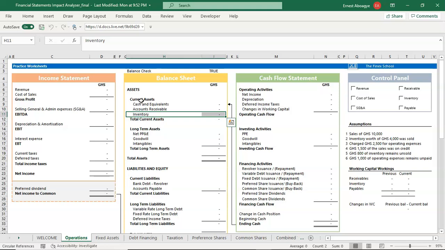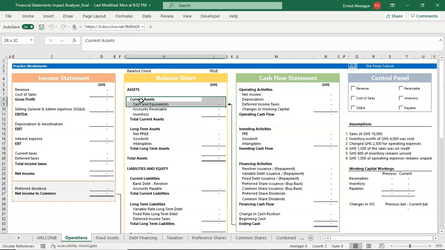Inventory is the stock of goods held for sale. So if we have some Sobolo in stock in our Sobolo business, the value of that is kept here in inventory. If they are sold, then they are released to the income statement as cost of sales. But if they are not sold, then they stay in the balance sheet as inventory.